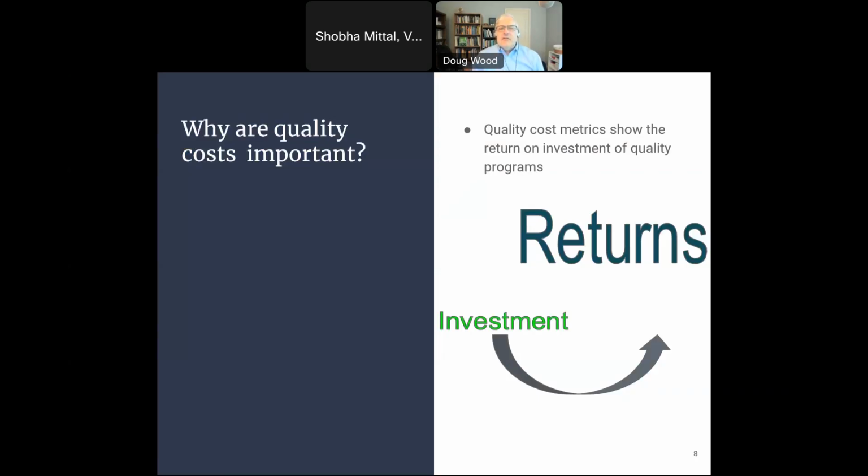So why are quality costs important? Well, you see, quality costs show the return on investment of your quality programs, whether it be Lean or Six Sigma or continuous improvement, whatever. You invest money on these projects, and your leadership expects to see a return on their investment. That's what they want. That's what you have to talk to them about.